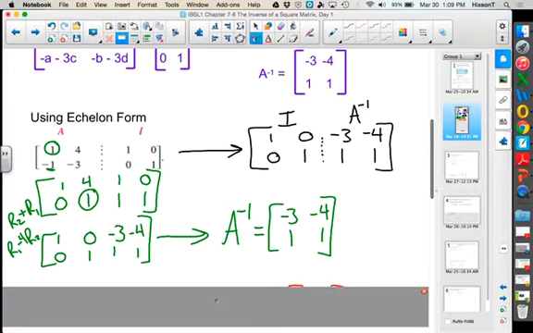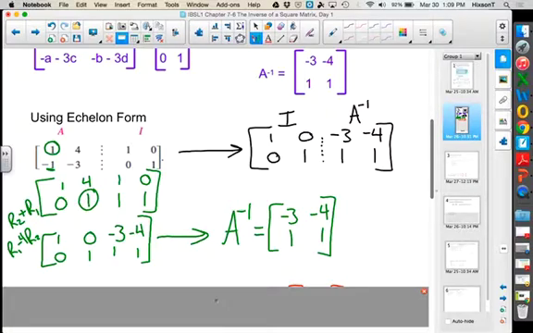Okay? And the reason why I'm showing you this is because it doesn't just work for 2 by 2 matrices. It works for 3 by 3 matrices and 4 by 4 matrices and so on. It works for any square matrix.